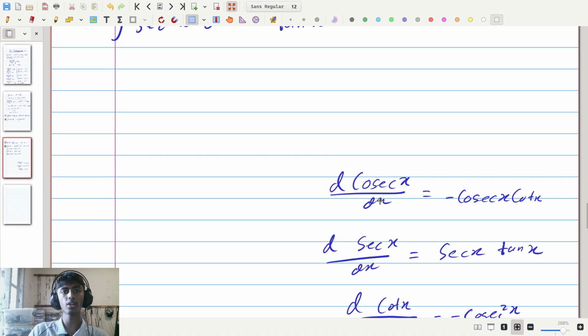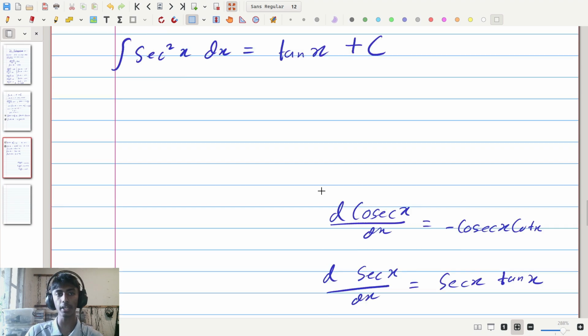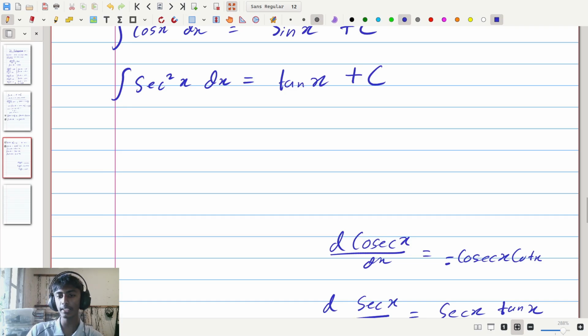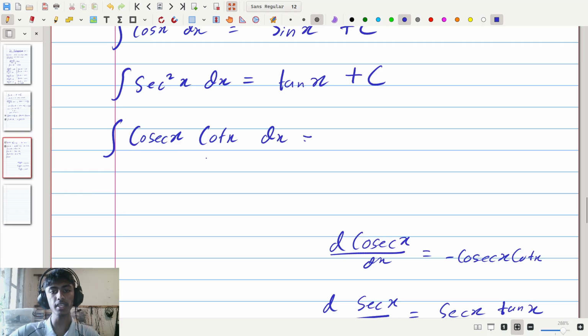Let's now take the second three down and write their integral formats. For the first one, we have that the derivative of the cosecant of x with respect to x is going to be the negative cosecant of x times the cotangent of x. I'm actually going to take this negative to the other side and write that the integral of the cosecant of x times the cotangent of x taken with respect to x is going to be equal to the negative cosecant of x plus c.